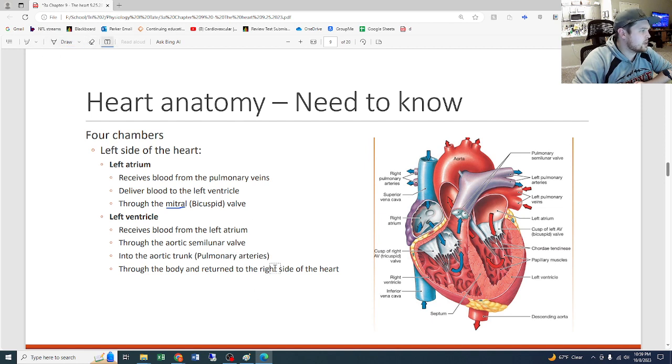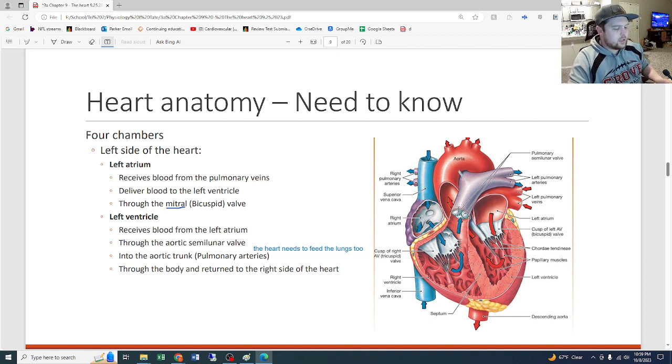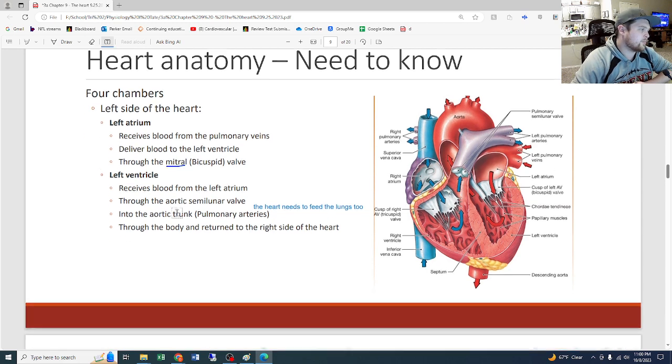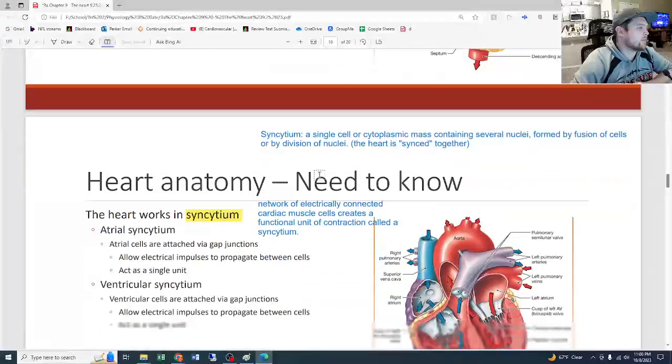Pulmonary arteries. Because later on we'll talk about the lungs, and say the heart needs to feed the lungs too. So the heart is going to pump blood into arteries of the lungs, so that it flows up into the lungs in order to oxygenate the tissue itself for the lungs, and to give the lungs themselves the nutrients that they need. It's going to go through the body and eventually return to the right side of the heart through either the inferior or the superior vena cava.